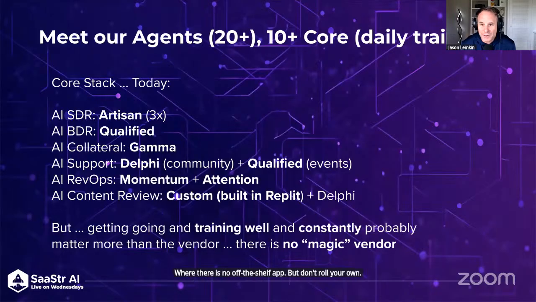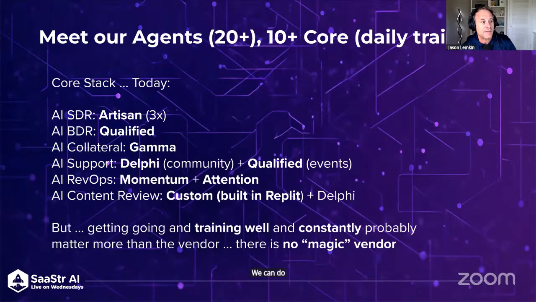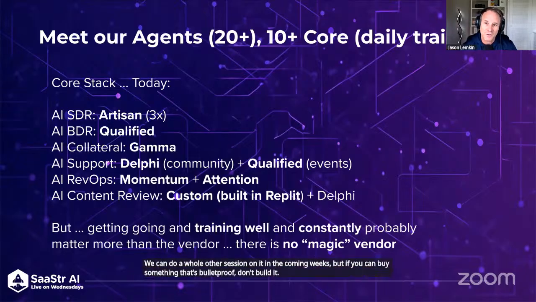Buy, don't build, right? Use this for B2B stuff. There are a lot of cool things you can vibe code with Replit and Lovable and others. Try it. We can do a whole other session on it in the coming weeks. But if you can buy something that's bulletproof, don't build it. Don't believe the hype.